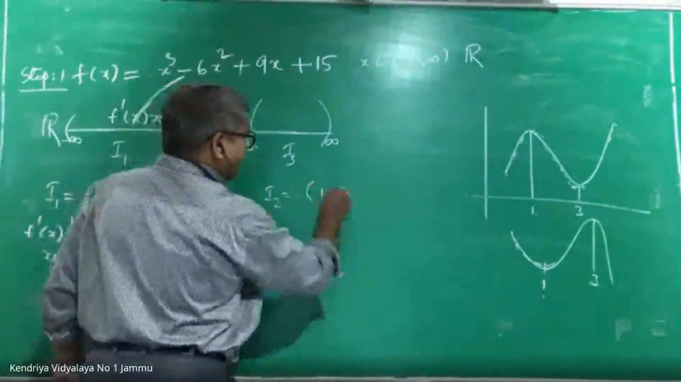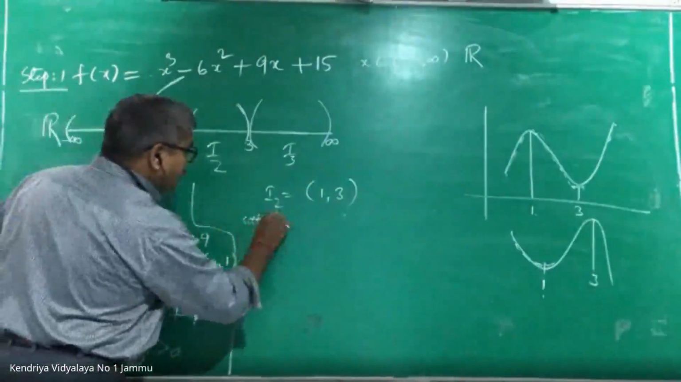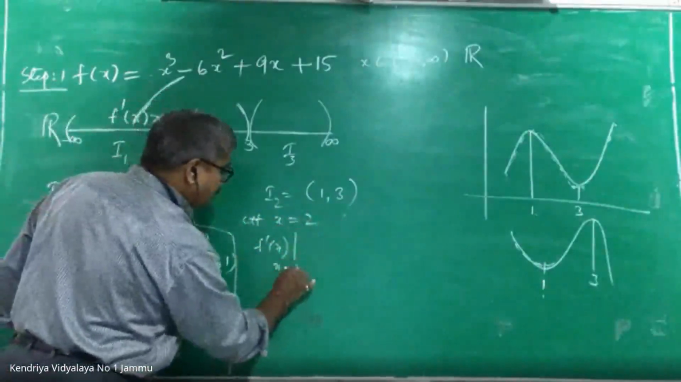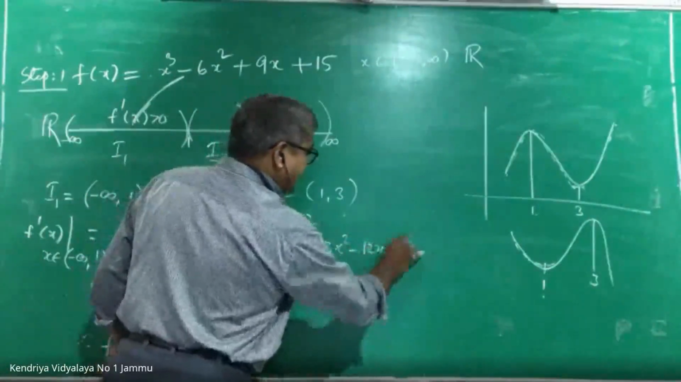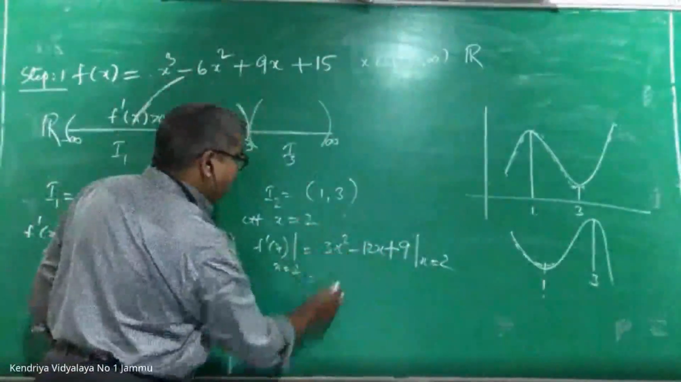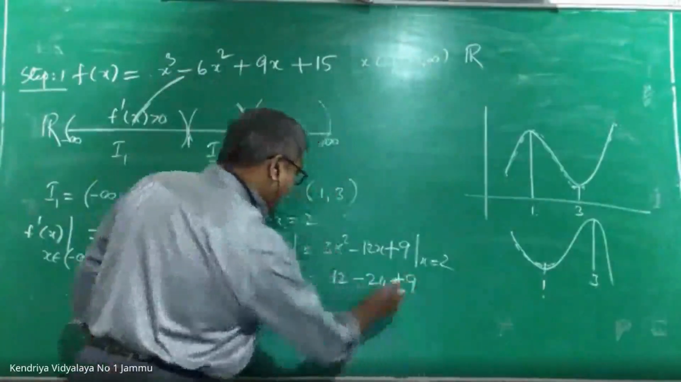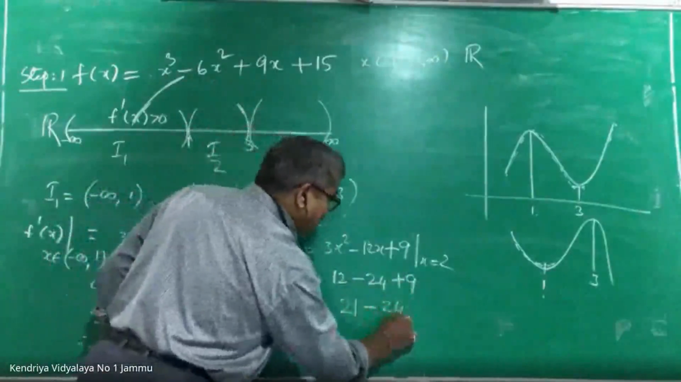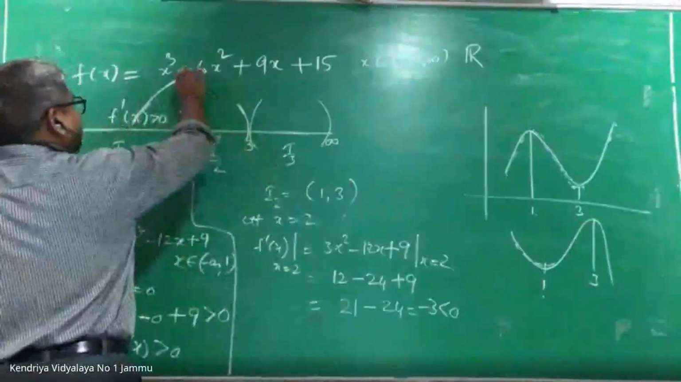Between 1, comma 3, I will take x is equal to 2. So f dash x at x is equal to 2, what happens? 3x square minus 12x plus 9 at x is equal to 2. Make the value substitution. 4 3s are 12, 12 2s are 24 plus 9. So 12 plus 9 is 21 and minus 24, it is minus 3, which is less than 0. Excellent. The curve is decreasing now here.